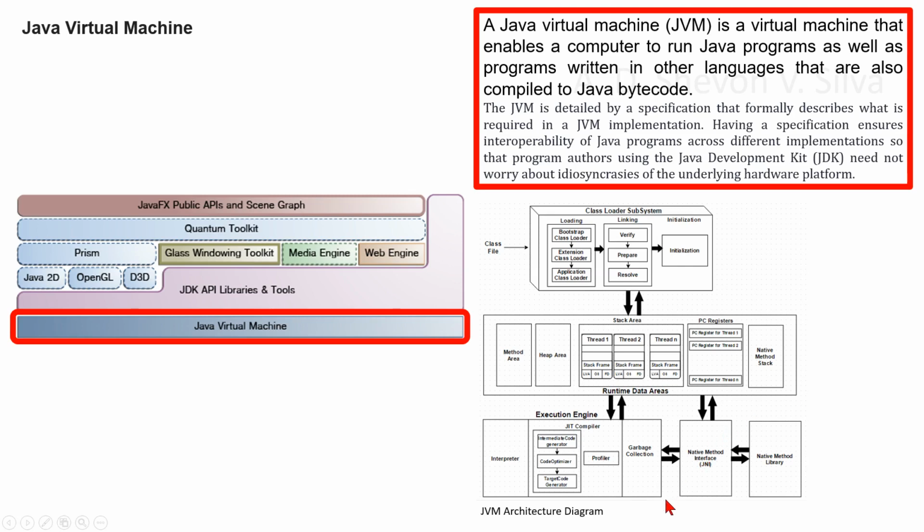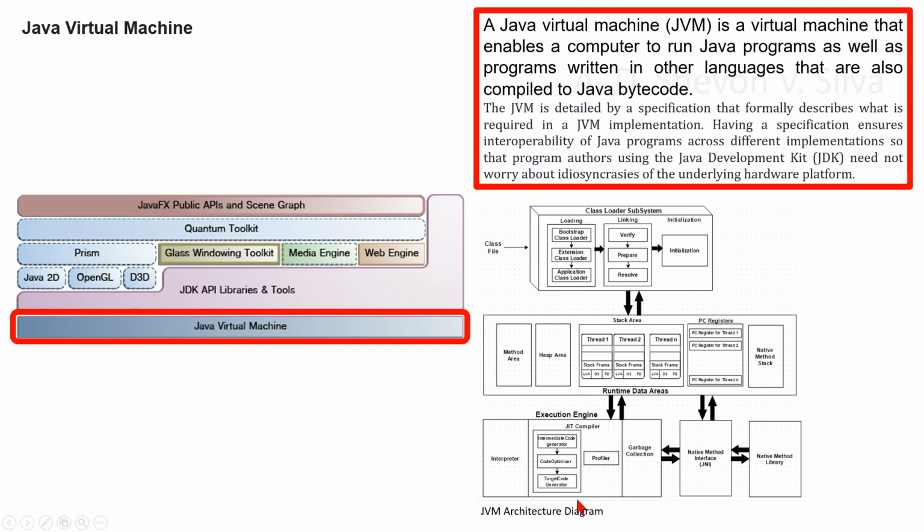Execution engine. The bytecode which is assigned to the runtime data area will be executed by the execution engine. The execution engine reads the bytecode and executes it piece by piece. Interpreter: the interpreter interprets the bytecode faster but executes slowly. The disadvantage of the interpreter is that when one method is called multiple times, every time a new interpretation is required.